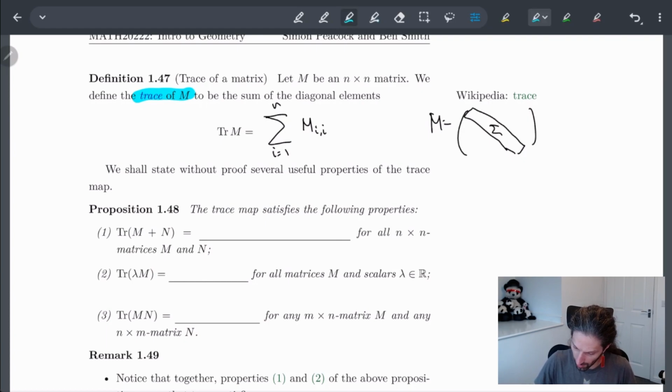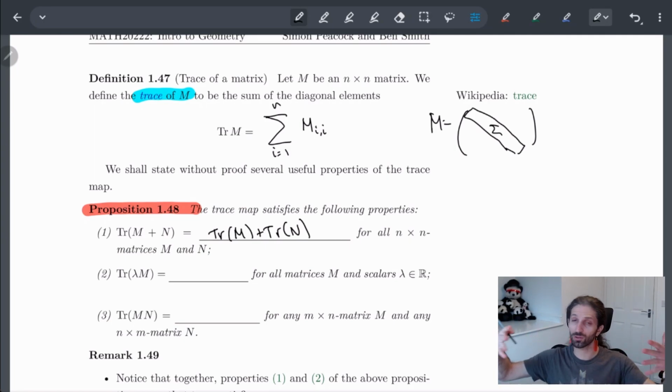So let's look at, similarly like we did for the determinant, some properties of the trace. It turns out it satisfies the following properties. If I add two matrices together, we can just add the traces together. This logically makes sense because when I add two matrices together, I'm just adding the middle entries, right? Nothing really affects anything else.